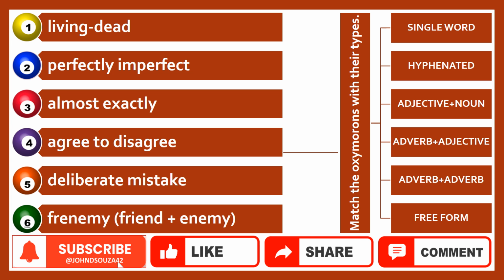Let's test our memory with this matching exercise. The first one is done as an example. Pause the video to match the rest.